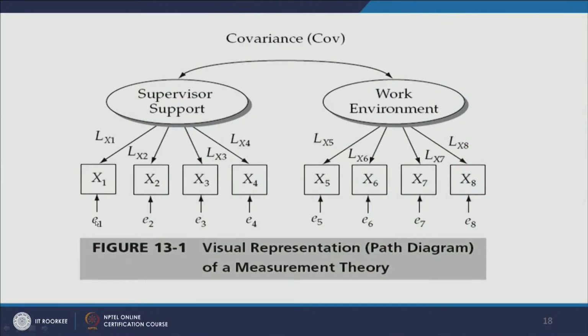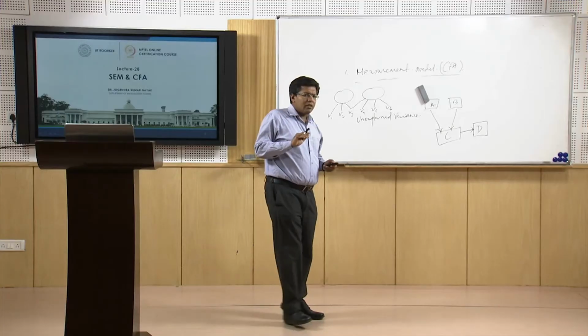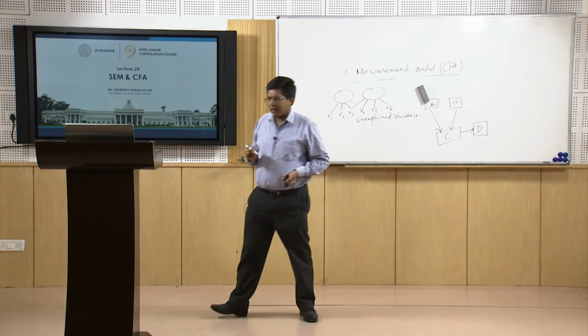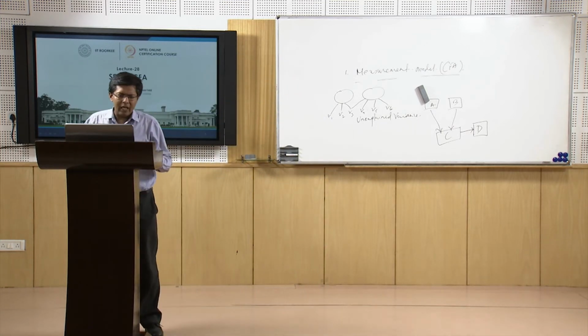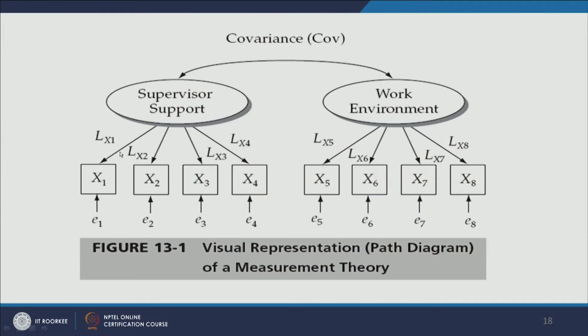And these, you can see E1, E2, E3, E4, are all my unexplained error terms. Each variable will have an error term, because there is some part which is explained and some part which is not explained. Now what are LX1, LX2, LX3 and LX4, till LX8? These are all my loadings, that means the correlation of that particular variable with the factor. So LX1 is the correlation between x1 and the factor supervisor support.